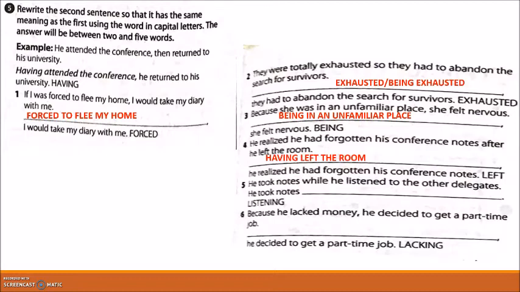5. He took notes while he listened to the other delegates. He took notes, and we have listening. So would be listening to the other delegates. Because he lacked money, he decided to get a part-time job. So we had he decided to get a part-time job, and we got lacking as a verb. The answer would be lacking money only.